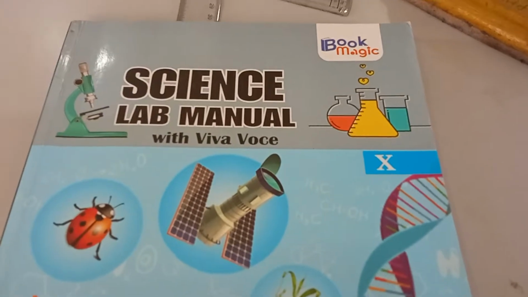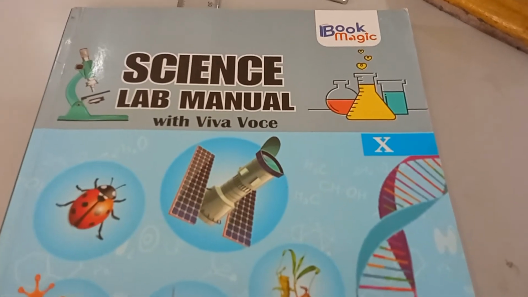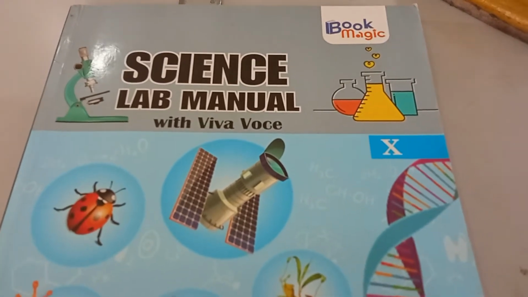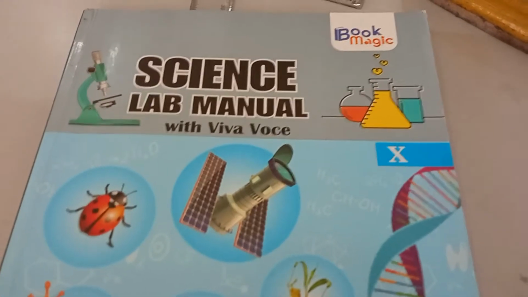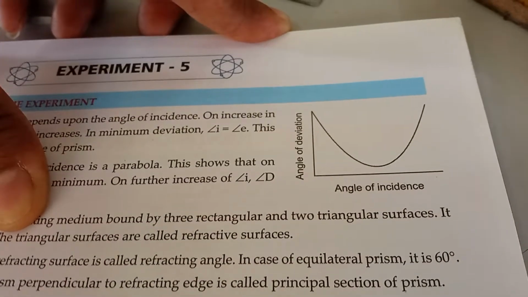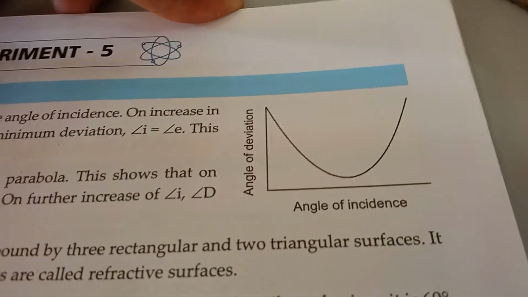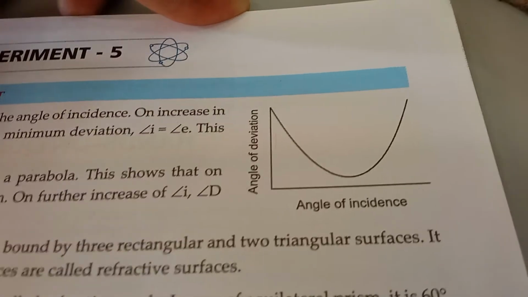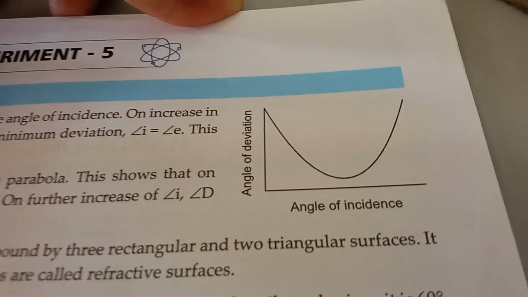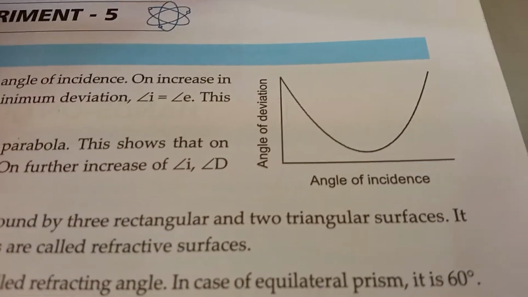Yeah, hello students. Today we are learning the second experiment of science, physics, that is the prism. You can check the relation between angle of minimum deviation and the angle of incidence. From this graph, we will come to know that as the angle of incidence increases, the angle of minimum deviation, or the angle of deviation, goes on decreasing in this prism. Now you can check it out.